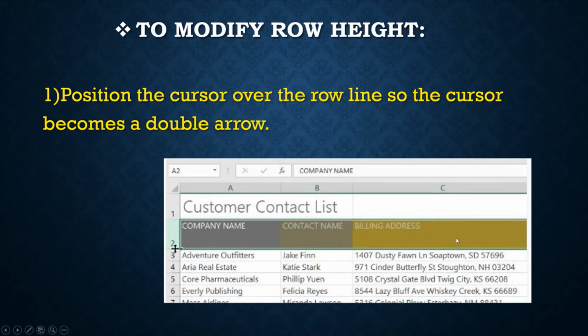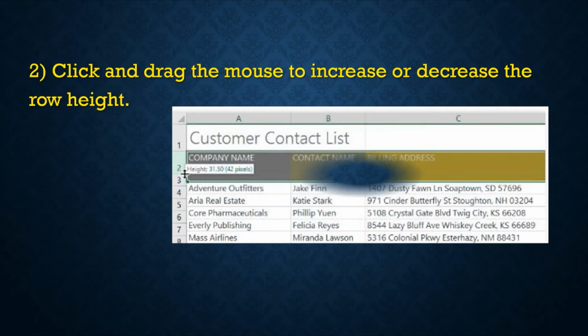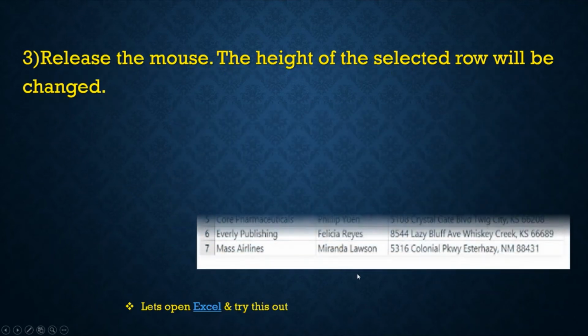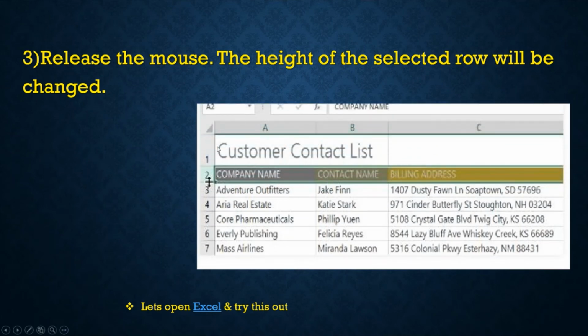First, position the cursor over the row line so the cursor becomes the double arrow. As you can see in the picture, it's called the double arrow. Second step, click and drag the mouse to increase or decrease the row height. So here you can see in the picture it is increasing in the order. And the third and the last step, you have to release the mouse. The height of the selected row will be changed. As you can see in the picture.